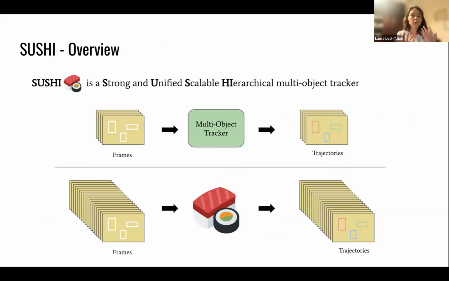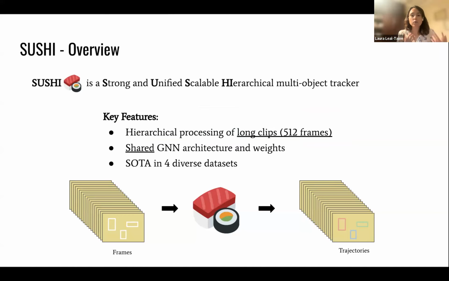So this is essentially what we propose, a delicious and yet very strong tracker, which we name Sushi, for a strong, unified, scalable, hierarchical multi-object tracker, which essentially is going to take our input frames and create trajectories in a hierarchical way. Now, the cool thing is that we can now process really long clips, which is something that one cannot do with a monolithic graph, as I've explained before. So now we can process long clips of 500 frames. We can solve occlusions up to 500 frames.